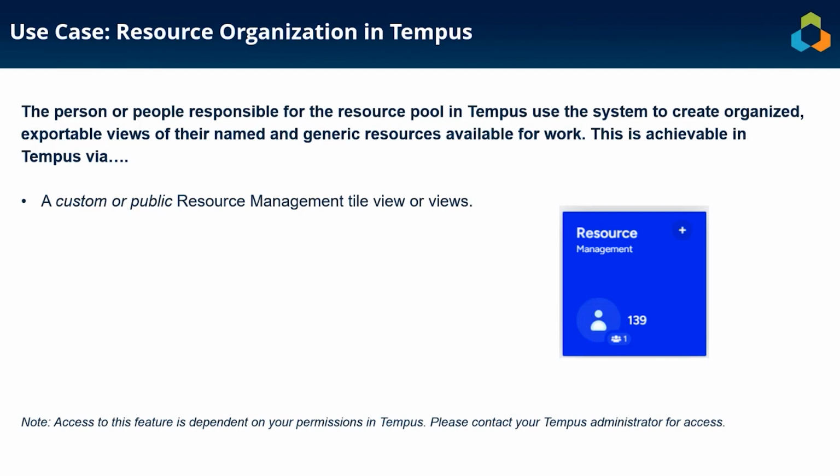In this video, we will talk about a common use case in which the person or people responsible for the resource pool in Tempus want to use the system to organize their resource information into specific exportable ways. The best place to do this in Tempus is going to be in the resource management tile with either a custom or public view in the resource grid or the net availability grid. So let's take a look.